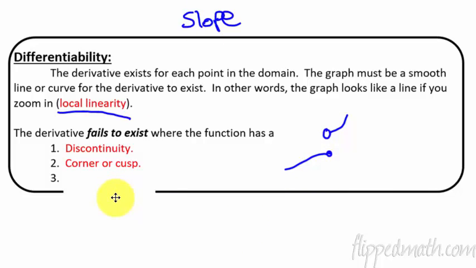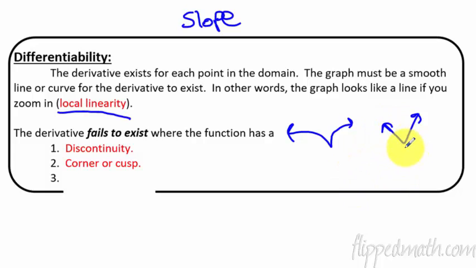Okay, next one. If there is a corner, or another word for that is cusp. So the corner, cusp, we're going to refer to those same things. So what that means is the graph would look something like this. A lot of times you'll have a graph that does something like this and then takes off. If you have some type of sharp corner right there, or an absolute value graph, that's one that you're probably a little bit more familiar with.